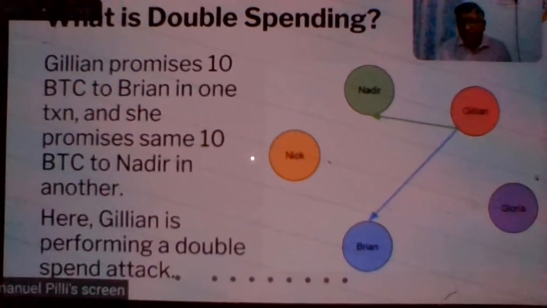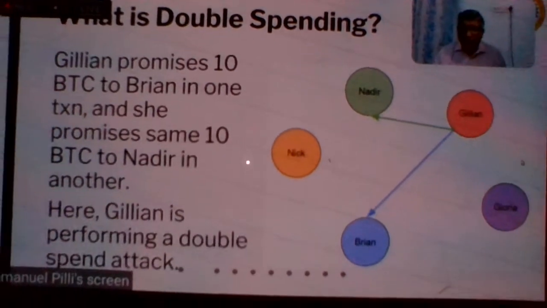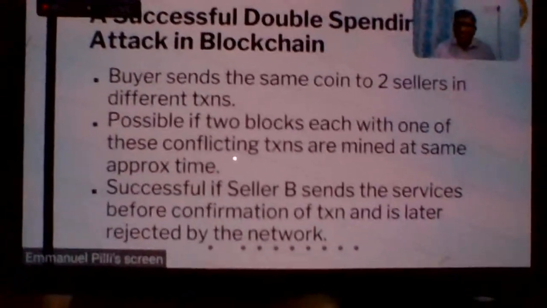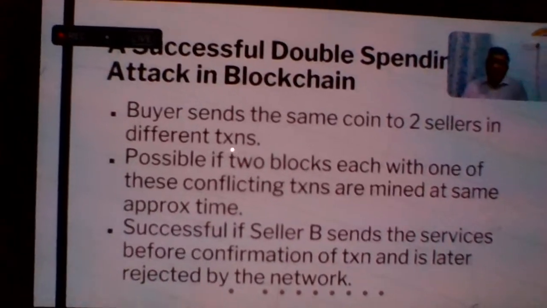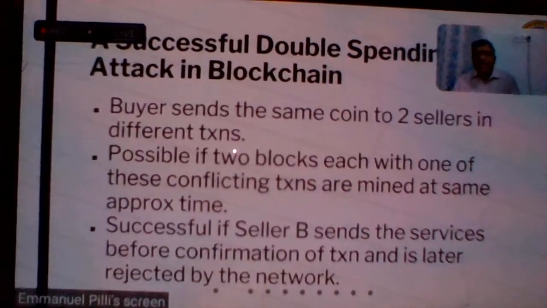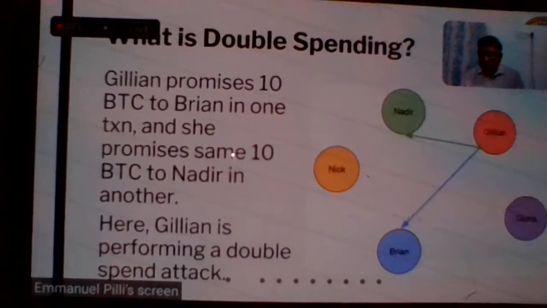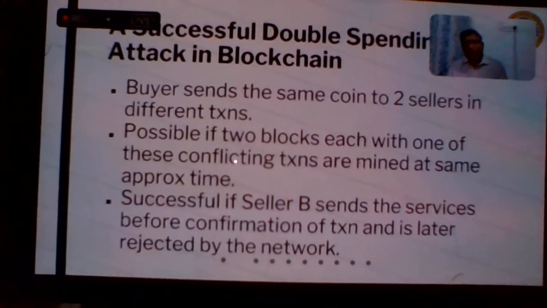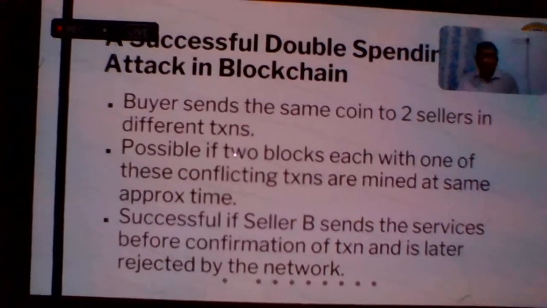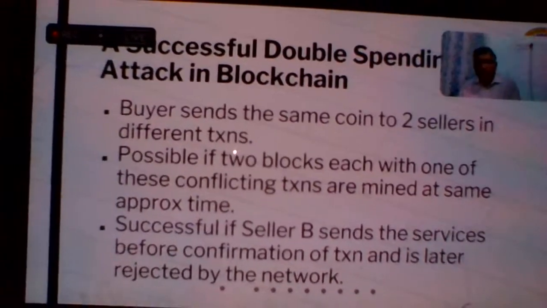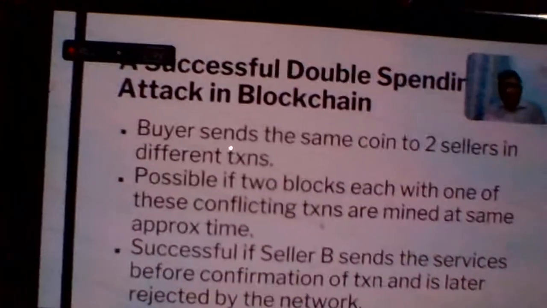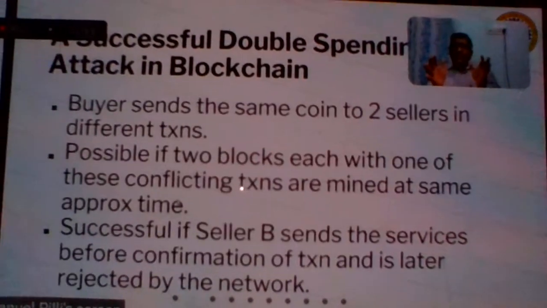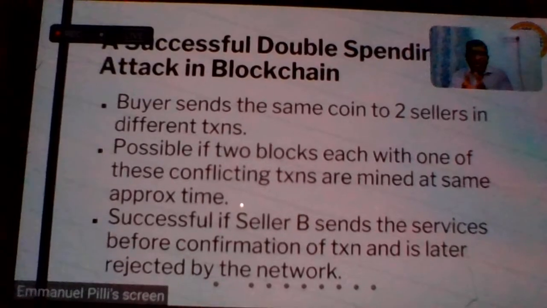So Gillen is trying to do this. What is the reason for success? The buyer sends the same coin to two different vendors. Let us say Brian and the other individual Nadir are two vendors. Both vendors get the same 10 bitcoins, but Gillen has only 10 bitcoins. If two blocks, each with one of these conflicting transactions, are mined at the same time, the two transactions can go into the same block.